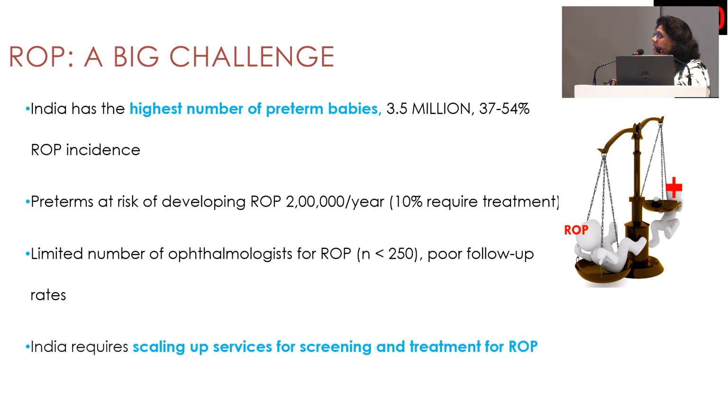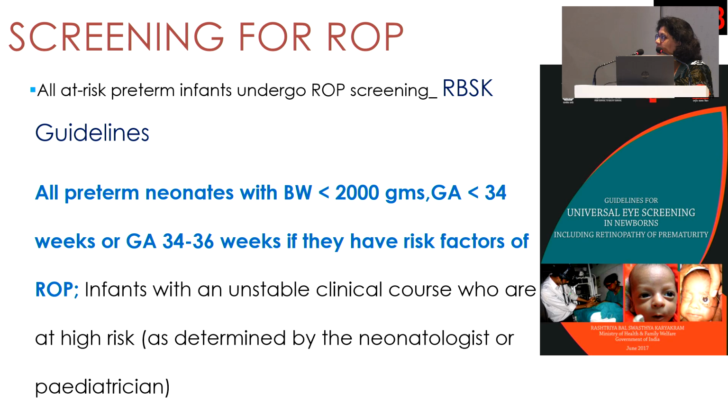Now it is important because India has the highest number of preterm babies, to the tune of 3.5 million, and preterms at risk of developing ROP would be around 2 lakh. There are a limited number of ophthalmologists involved in screening and treating retinopathy of prematurity. Thus, India needs to scale up the services of screening and treatment of babies at risk. Now, RBSK has taken this up as one of the diseases where at-risk babies need universal screening. So all preterm neonates with birth weight less than 2,000 grams and gestational age less than 34 weeks require screening. This gestational age can increase to less than 36 weeks if risk factors for ROP are present.